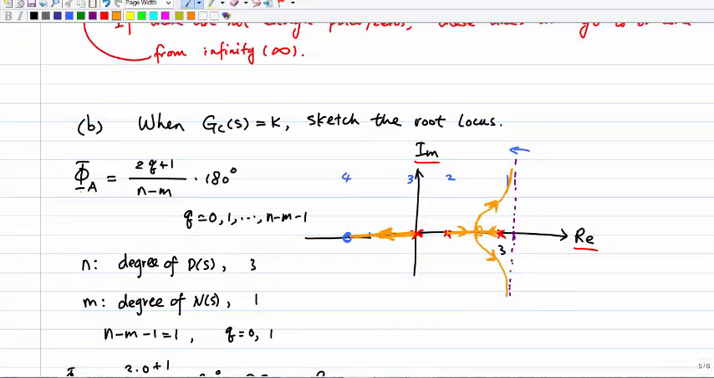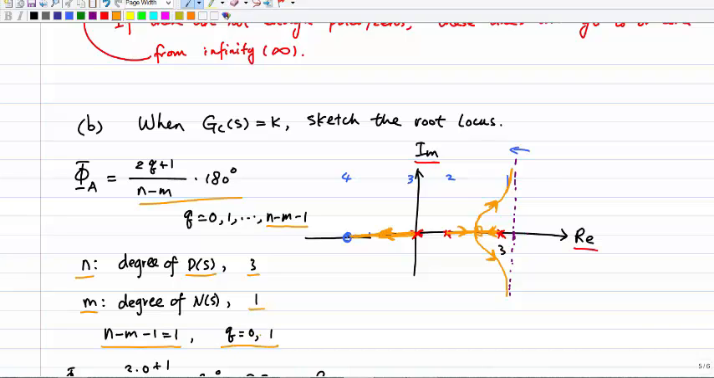The angle is computed by phi_a, which is (2q plus 1) divided by (n minus m), times 180. That's the angle of the asymptotes. The number of angles is determined by q, which goes from 0 until n minus m minus 1. Here n is the degree of D(s), which we already computed before is 3. m is the degree of N(s), which is 1. So q should go from 0 until n minus m minus 1, which is 1. So I have two values, q is 0 and 1.